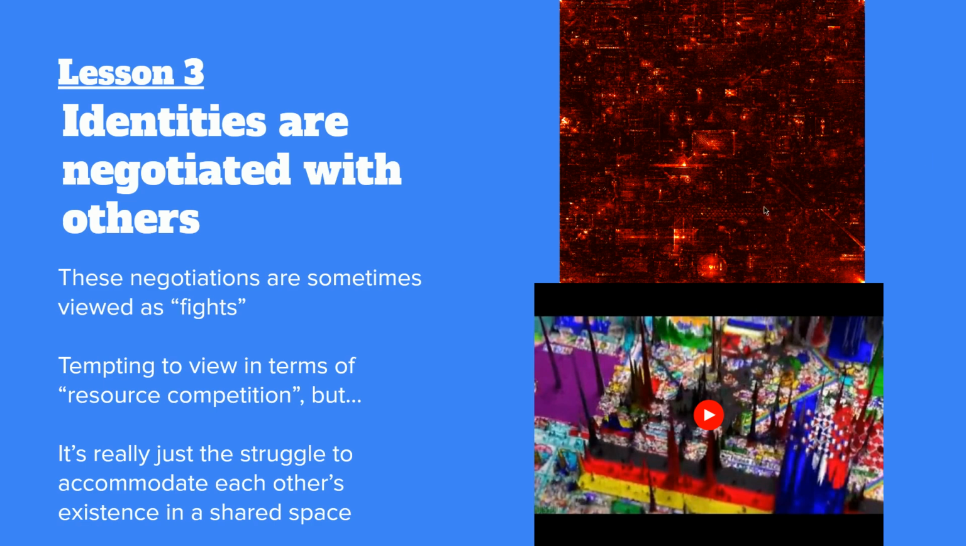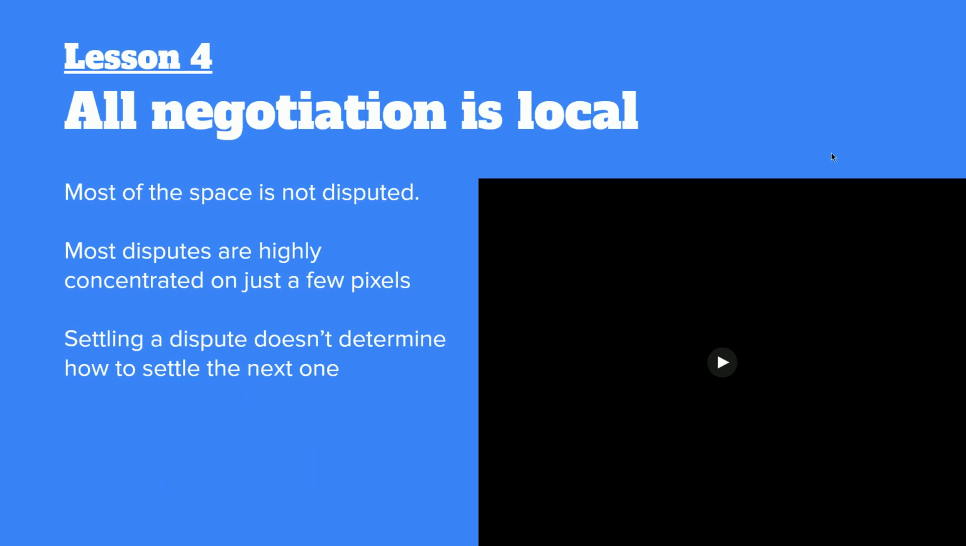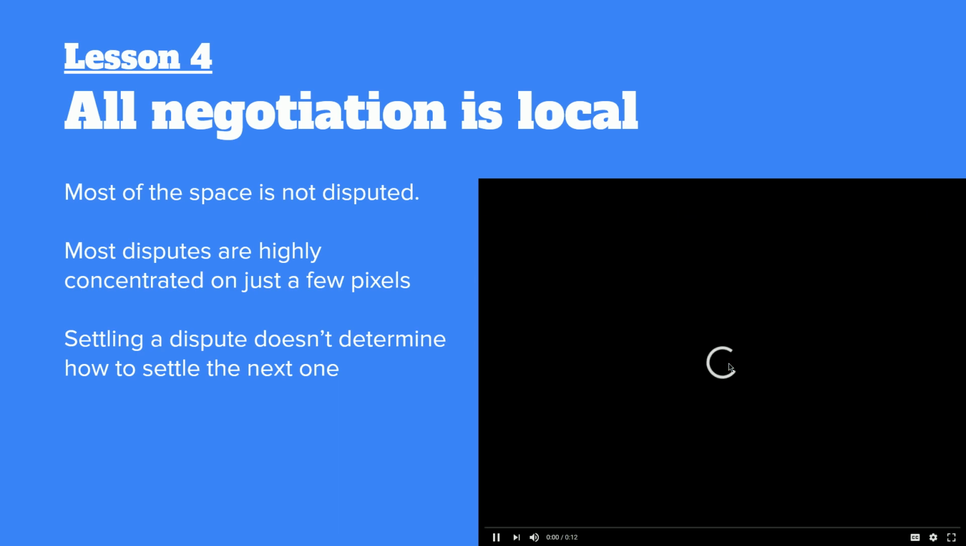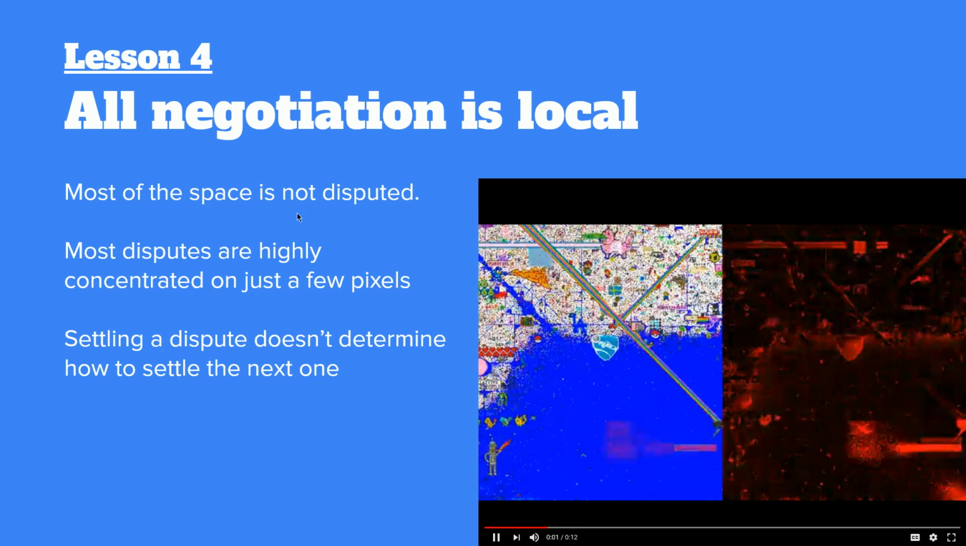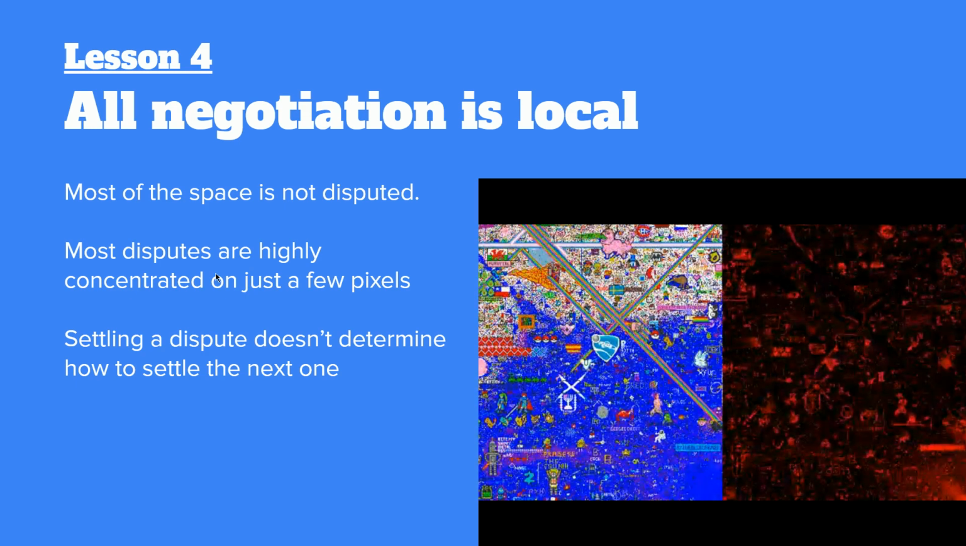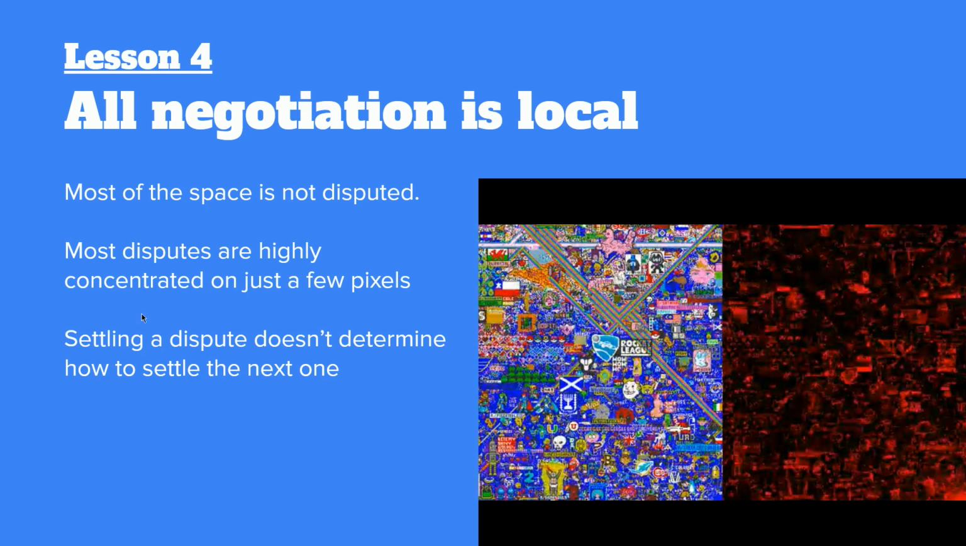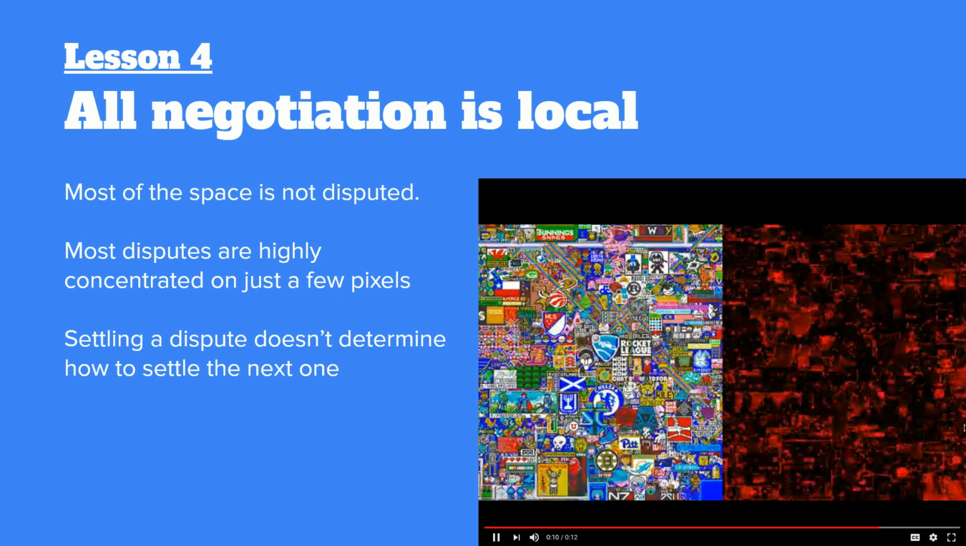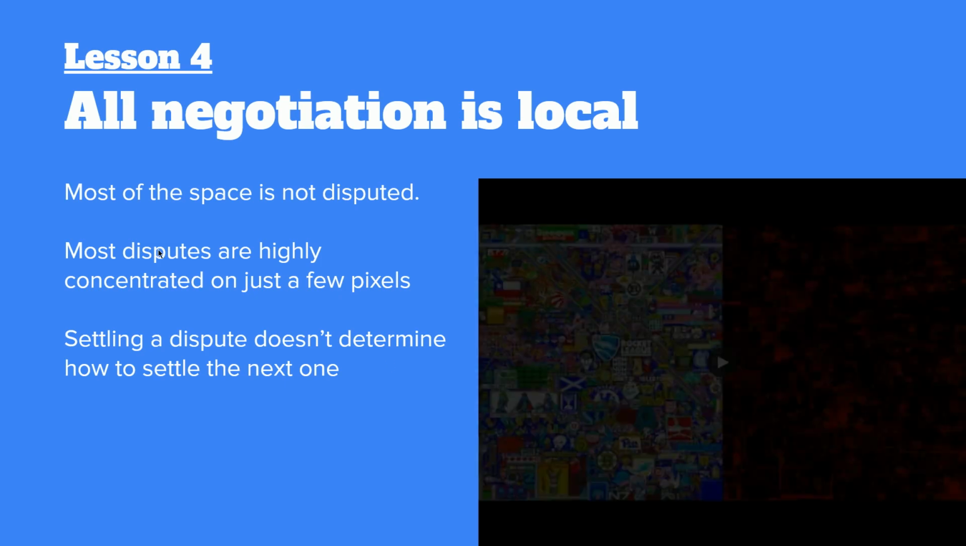It's not that we need a way to resolve all the border disputes, but just: okay, here are my neighbors, and how do I settle things with them? Most of the space is not disputed. Disputes are highly concentrated, and settling a dispute in one area doesn't settle a dispute in a different area. So you can see here again the heat map where the activity is.